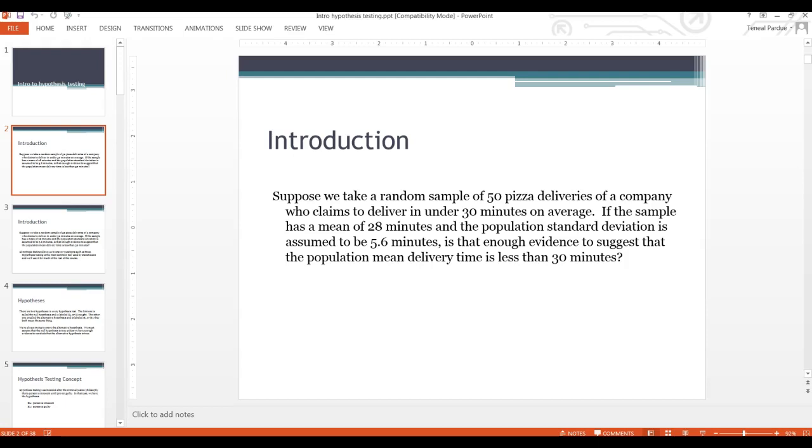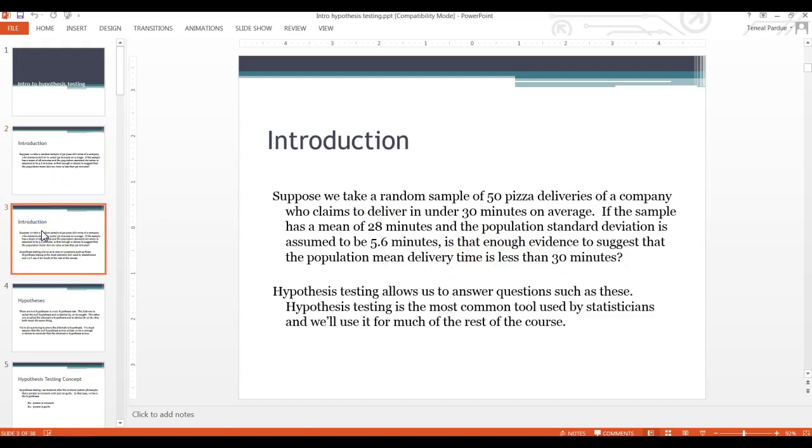So we know that in the sample, the mean is 28. The question is, is that enough to say that the population mean is less than 30? So that's why this is a type of inferential statistics: we're inferring from the sample to the population. Based on this information in the sample, can we say this about the population?